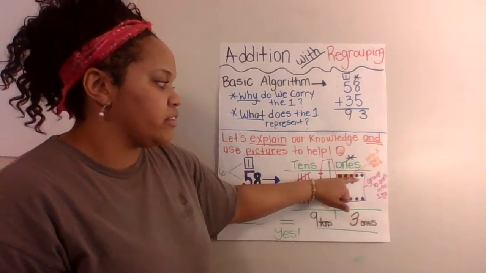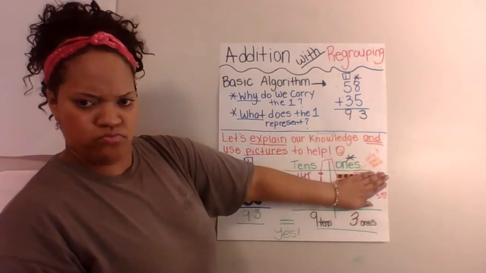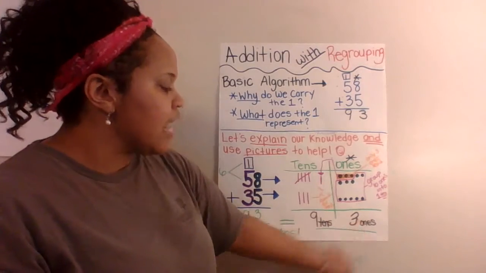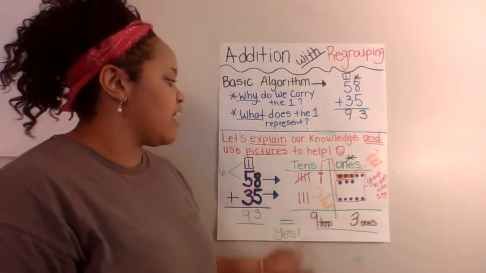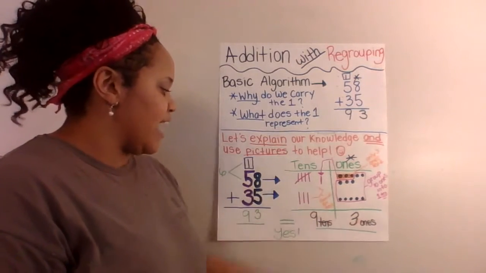What do you have left? Because all these are gone. Okay, you have 3. So then you can see that you have 3 ones, and then you go over here and you count all of your tens, and you have 5, 6, 7, 8, 9. Beautiful. 3 ones, 9 tens.